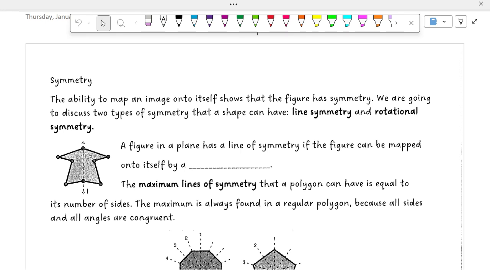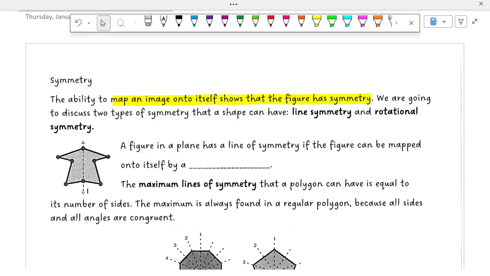It'll just be the exact same figure. Position, orientation, everything. All right? So it would look like, you know how on Delta Math, if you graph the same line, it just graphs over itself, it changes the color? That's what it'll look like. It'll look like it'll be just right on top of itself. All right. So, like I just said, symmetry is the ability to map an image onto itself. All right, so that shows that it has symmetry.